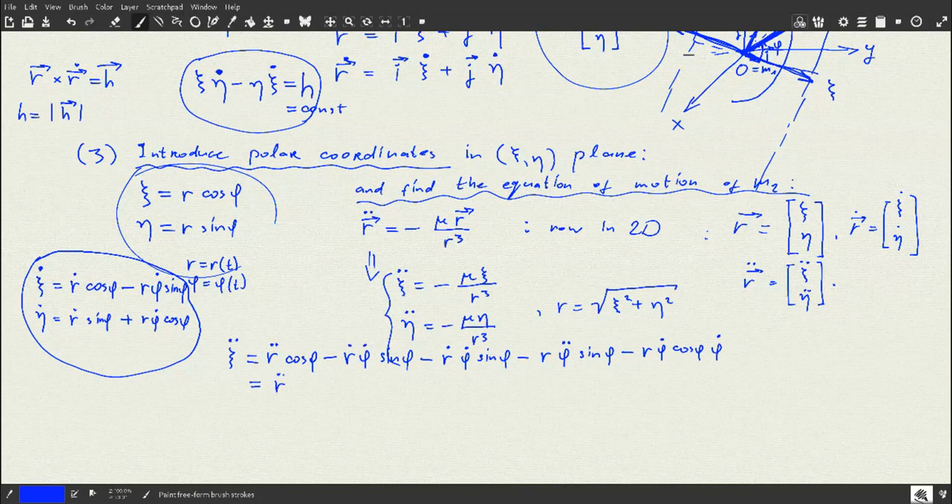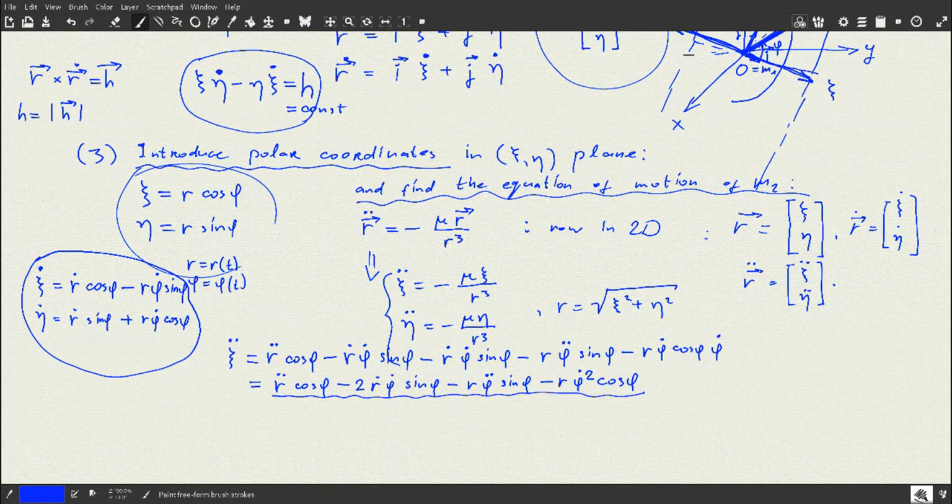Which is r double dot cosine phi. These two terms are identical, so minus 2 times r dot phi dot sine phi, minus r phi double dot sine phi, and minus r phi dot squared cos phi. I think that's probably correct.